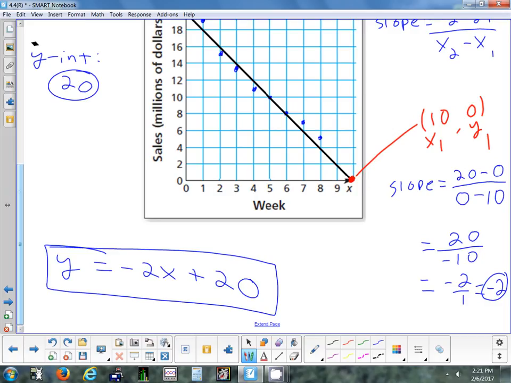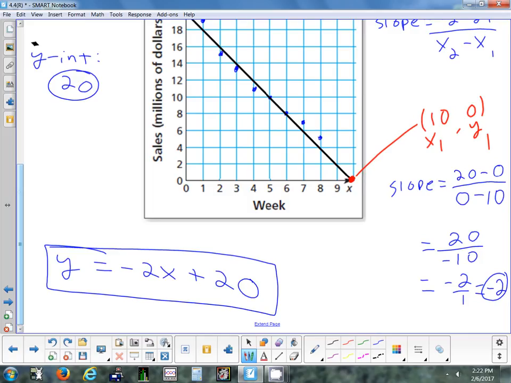And what that negative 2 means is that every week that goes by, the sales are dropping $2 million. That's really what that negative 2 means. Okay? So every week that goes by, the sales from the DVD drop another $2 million. Will y ever be a negative number? Will sales ever come out negative? No. What's the lowest amount of sales they could have? 0. You can't go any lower than 0.